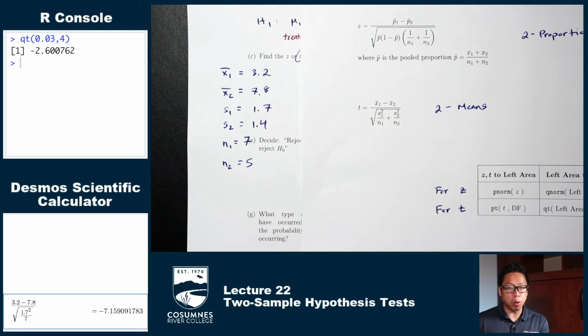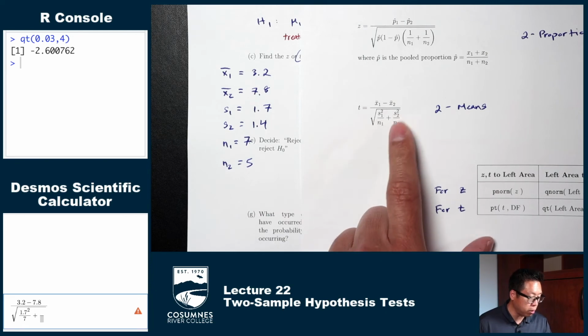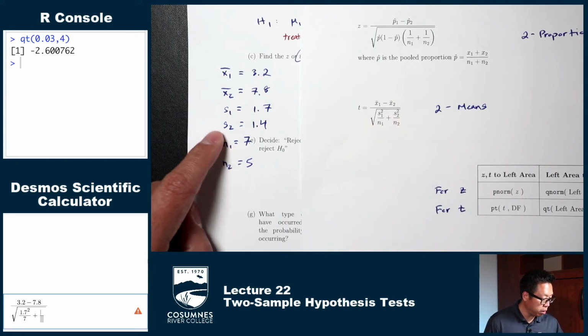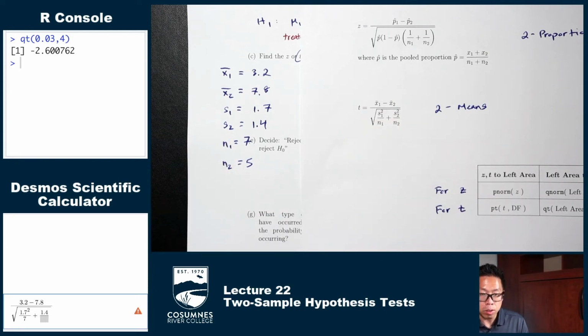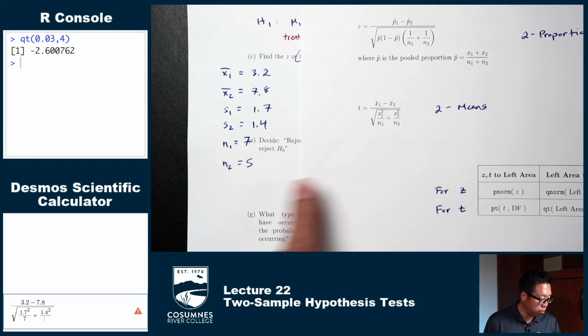Okay, move your cursor just to the right of the fraction. Don't put a space. Plus another fraction. And then for my second fraction, s2 squared over n2. S2 is 1.4 squared over n2, which is 5.